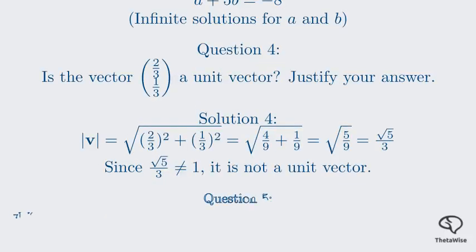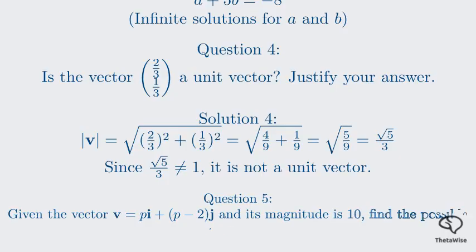Our final question is a bit more challenging. It's about finding an unknown component p, given the magnitude of a vector. Pause and solve this problem. It requires setting up and solving a quadratic equation.